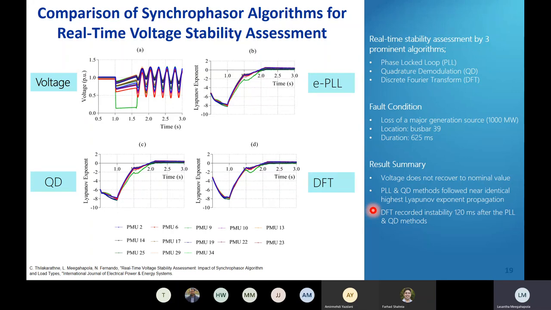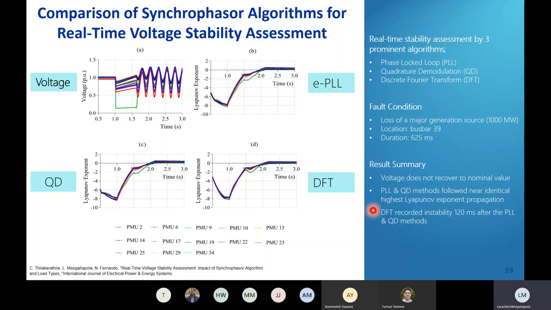That is an important point, because if this could be measured 120 milliseconds earlier, certain automatic control systems could kick in and avert the problem or trigger some sort of protection mechanisms.